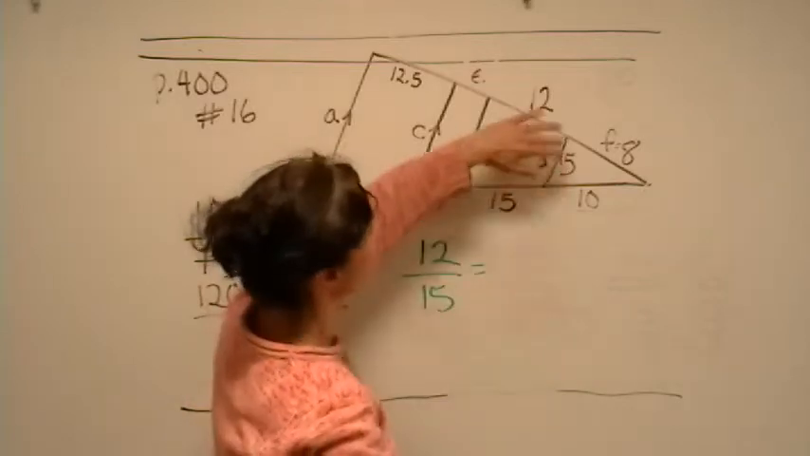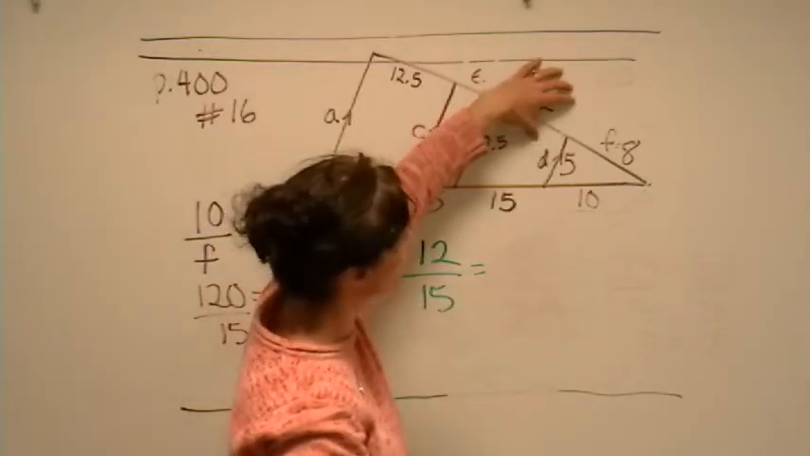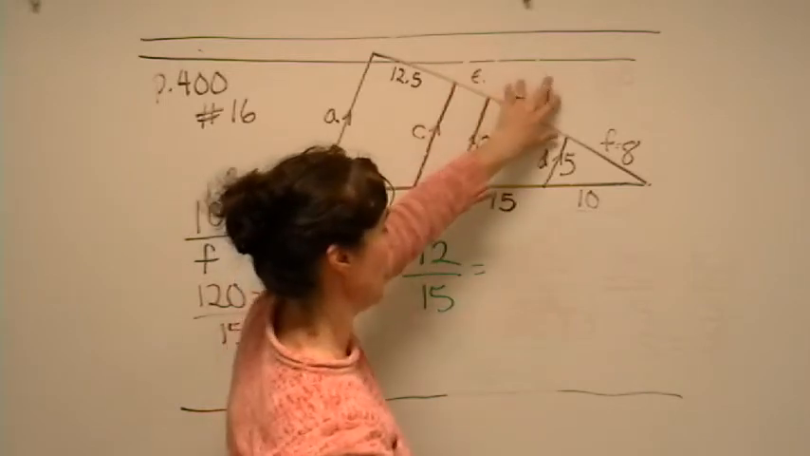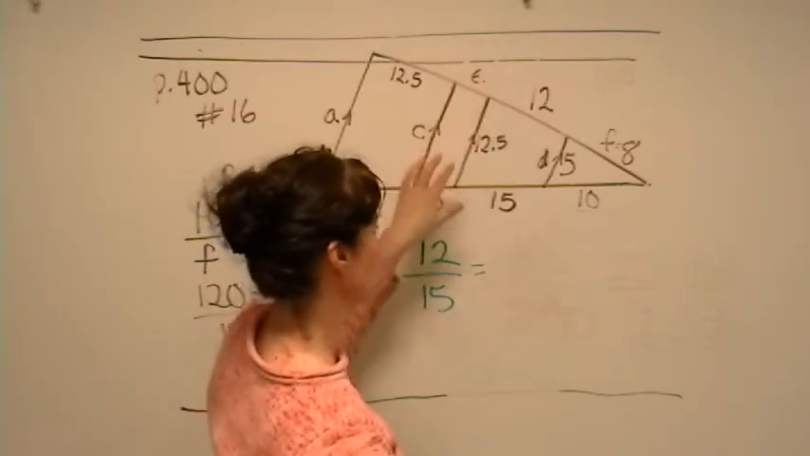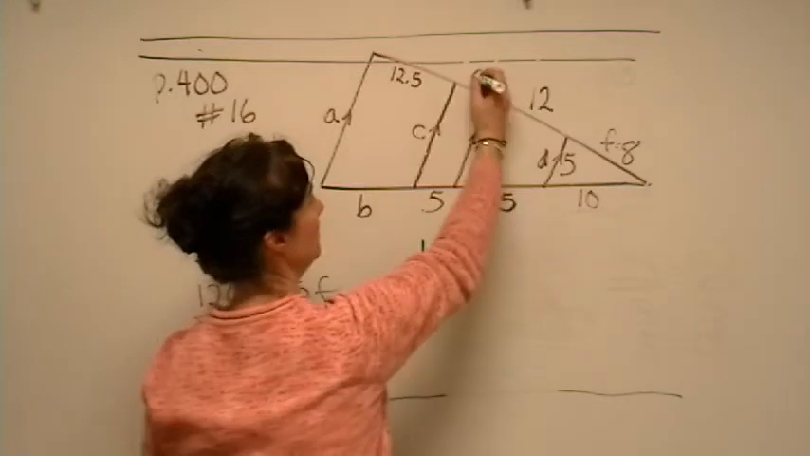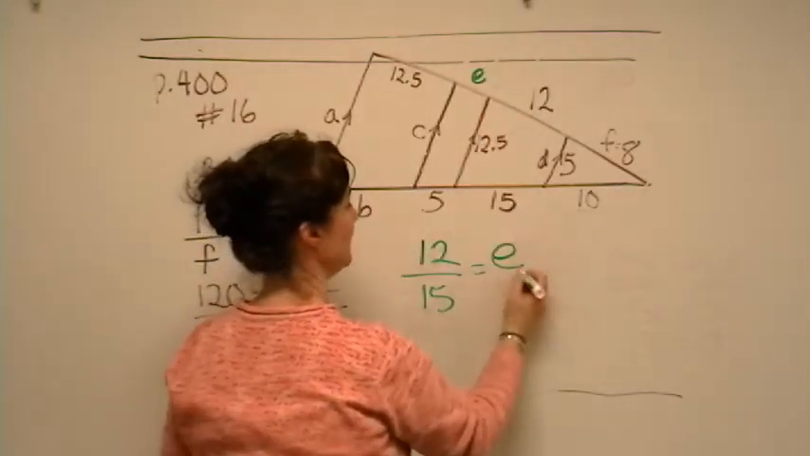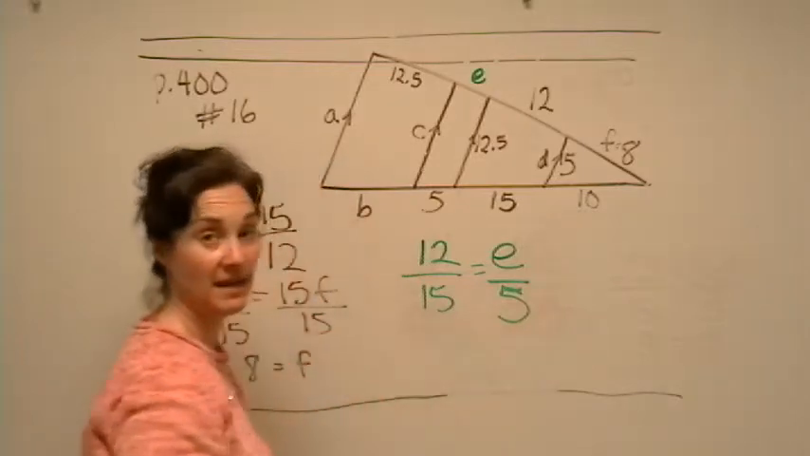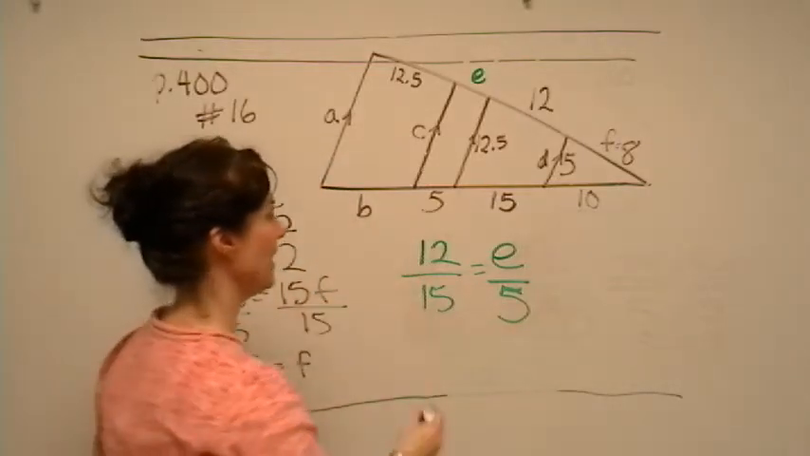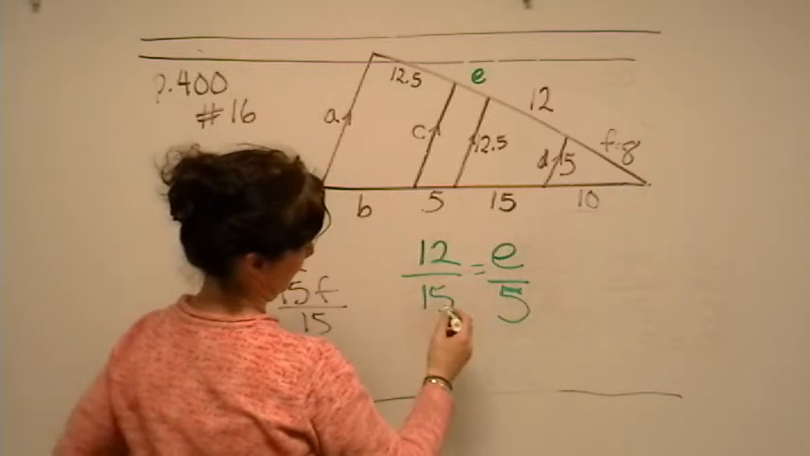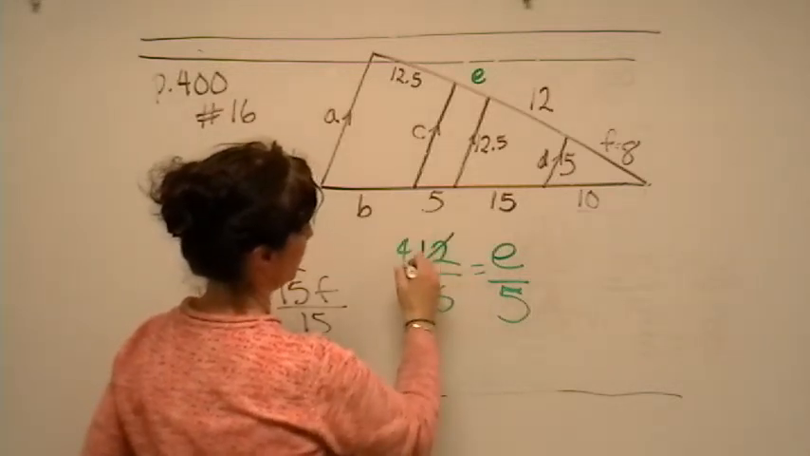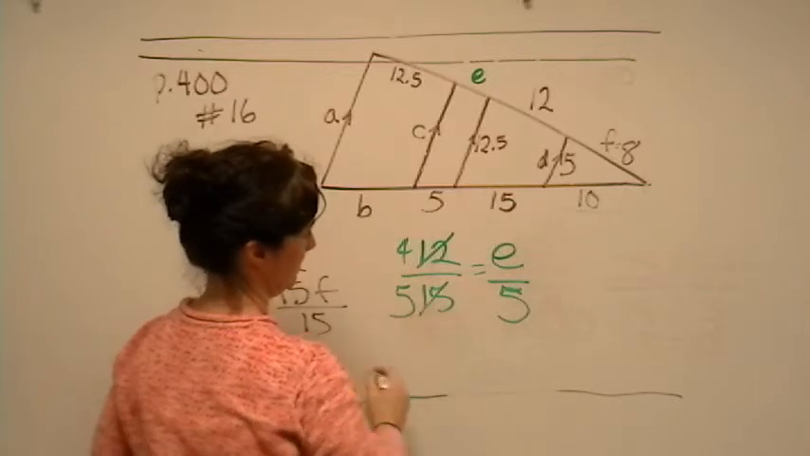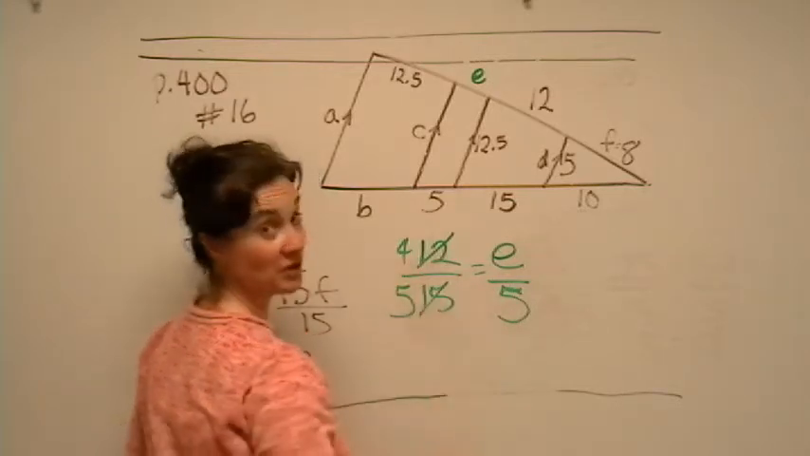Okay, now notice this is like the left-hand side or the top part to the bottom part. You can't do bottom to top. You have to go top, bottom, top, bottom. So this is E right here, as E is to 5. And once again, you can reduce this by dividing here by 3, and you get 4 fifths. Okay, that makes it a little bit easier for you to do multiplication.